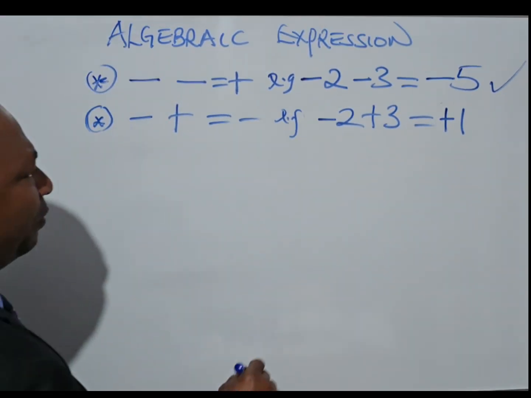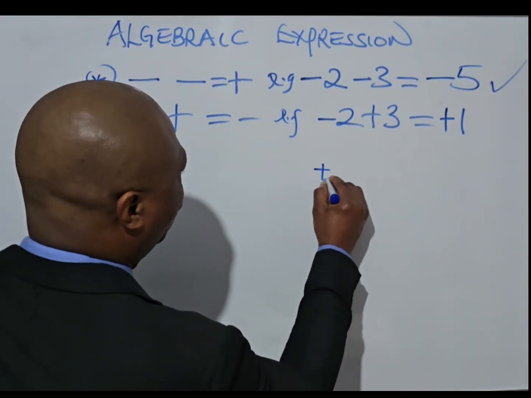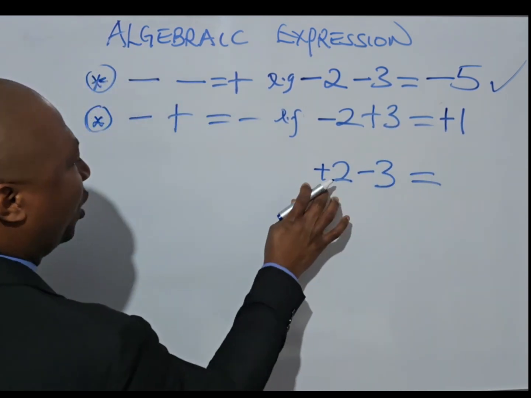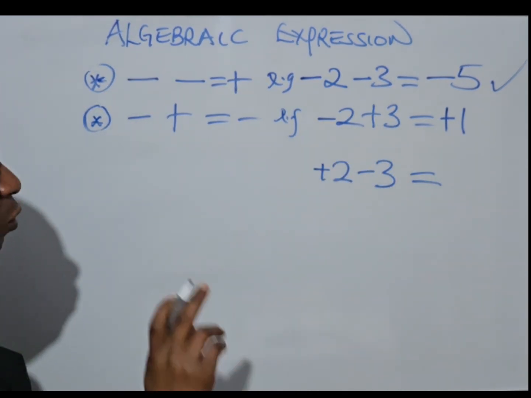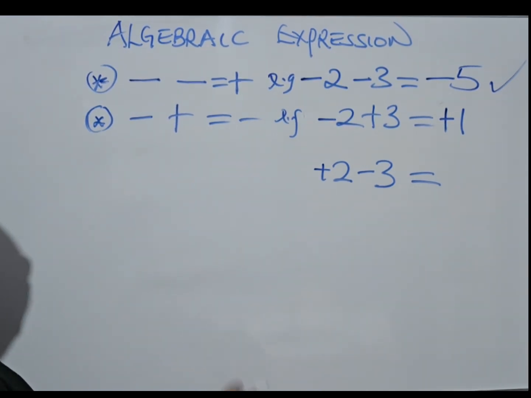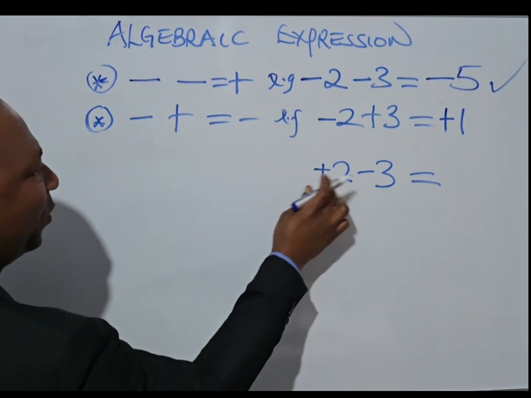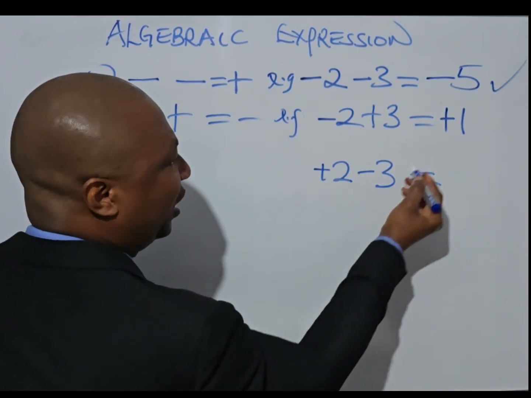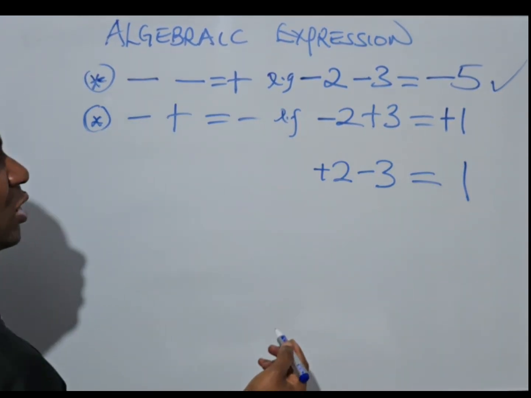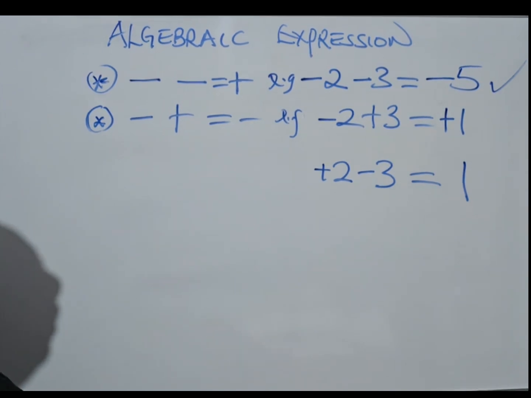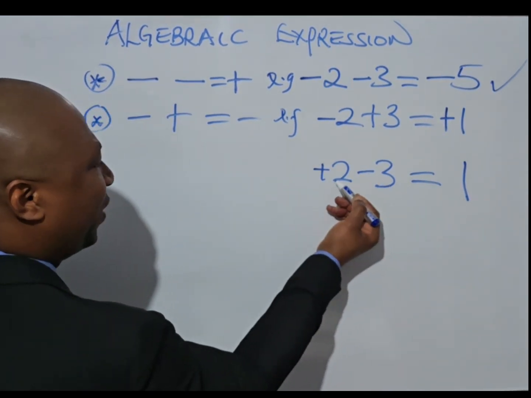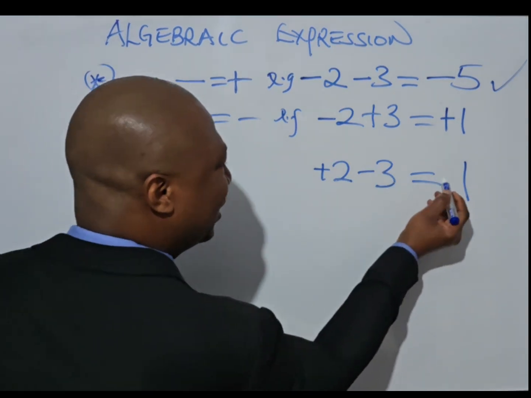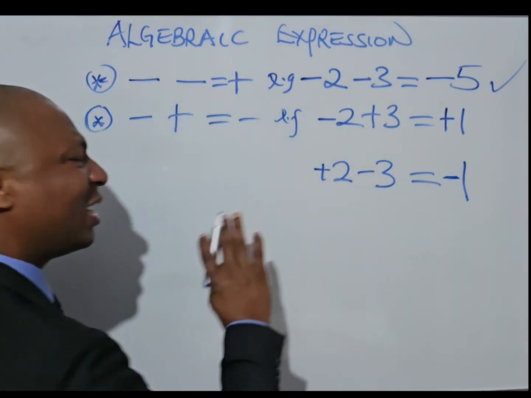Let's take another example. Let's assume this one is plus 2 and this happens to be minus 3. Plus 2 minus 3. What is the answer? Because minus plus is minus, now I'm subtracting the two. 2 from 3 is 1. Then what happens to the sign? Pick the sign of the bigger number. Which of these is bigger? 3 is bigger than 2. Then you pick the sign that is in front of the bigger number. So the final answer to this is what? Minus 1. It's as simple as that.